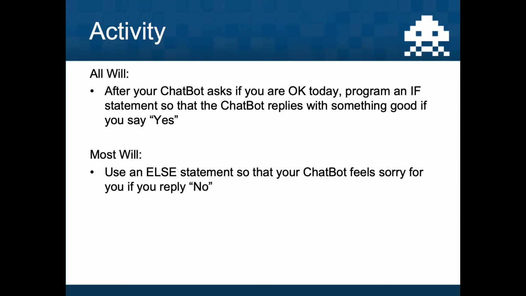So now you've seen me give a couple of examples, I'd like you to pause the video and add into your feeling code something that happens only if the person said yes, and then something that happens if they said no. So after your chatbot asks if you're okay today, program an if statement so that the chatbot replies with something good if they said yes. Once you've got that working, add an else part so that the chatbot feels sorry for you if you say no. Pause the video at this point and see if you can get your code working.